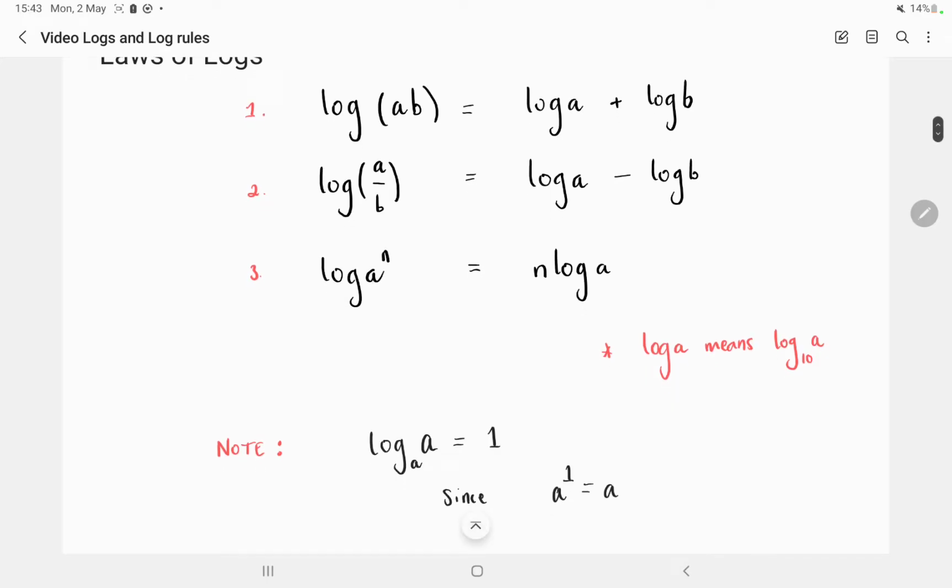Another law that will come in useful is that whenever we have log a to the base a, or log b to the base b, if it's the same letter, well then the answer is going to be 1, since rearranging a to the power of 1 has to give us a.